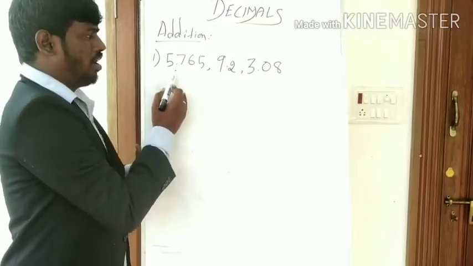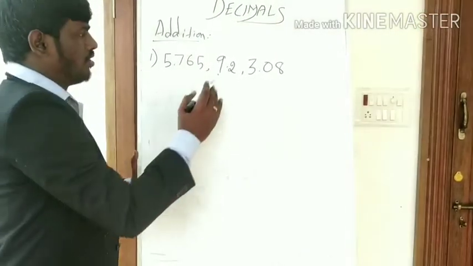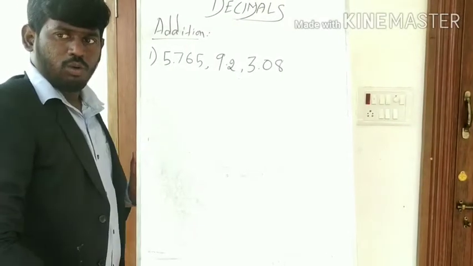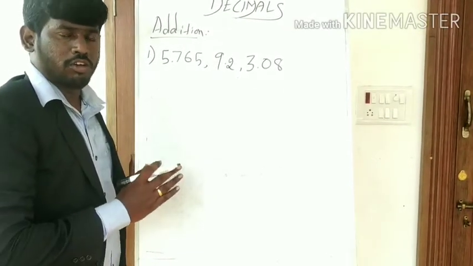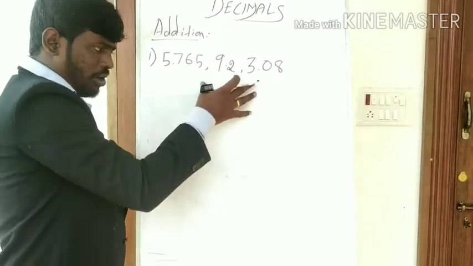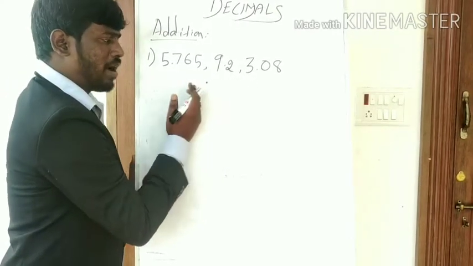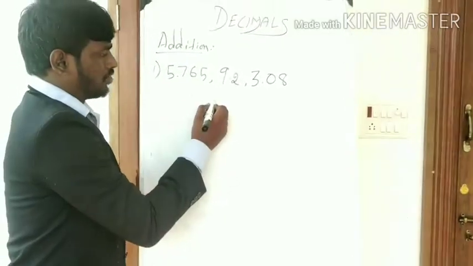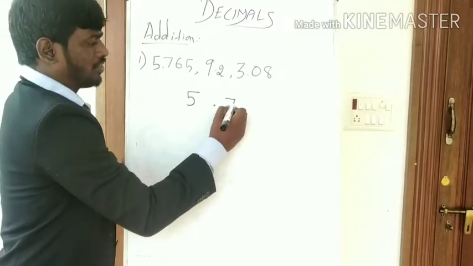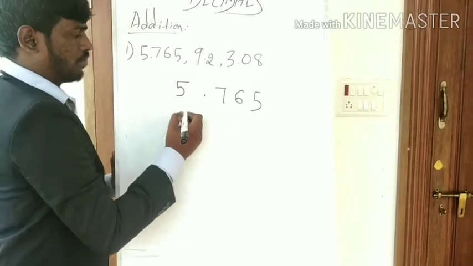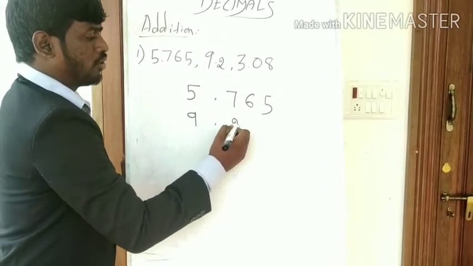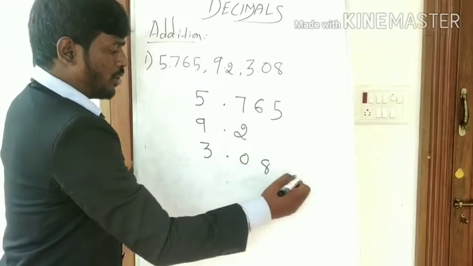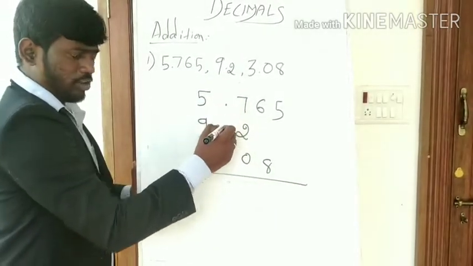The next question will be adding 5.765, 9.2, 3.08. One of the first important things when you are adding decimals is that you have to write the integer part and decimal part separately, in a straight format. Like this: 5.765, 9.2, 3.08. Now you can see the decimal point should be straight.